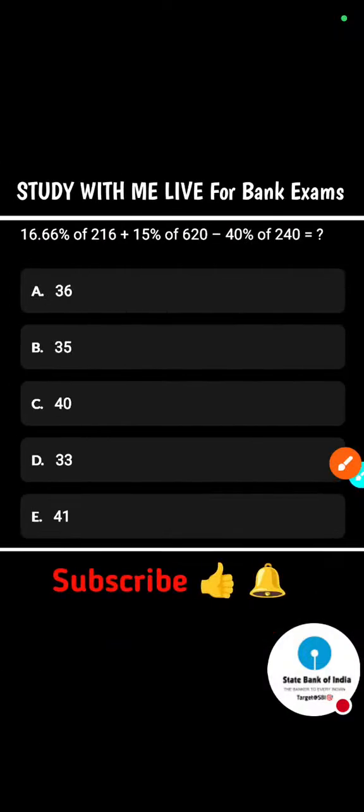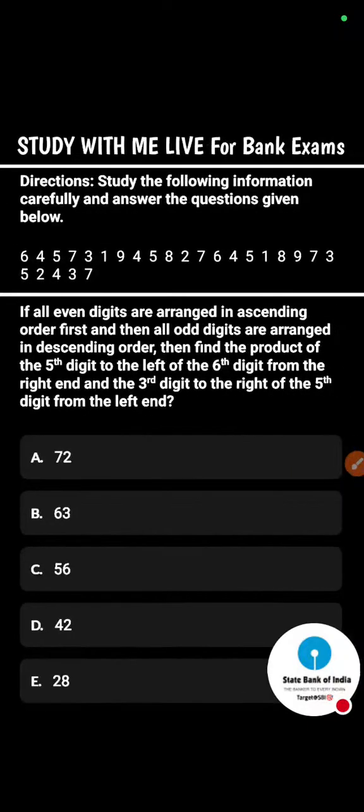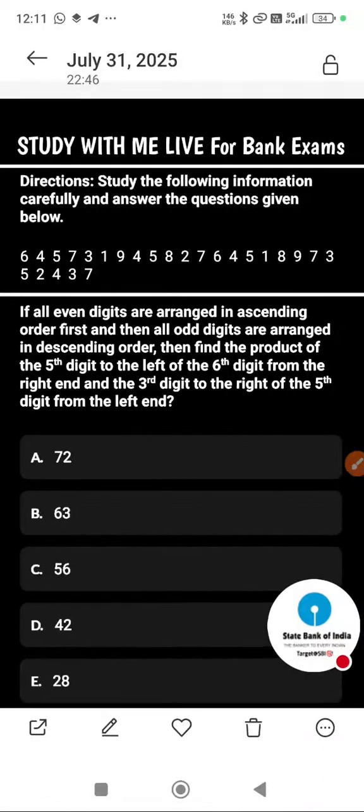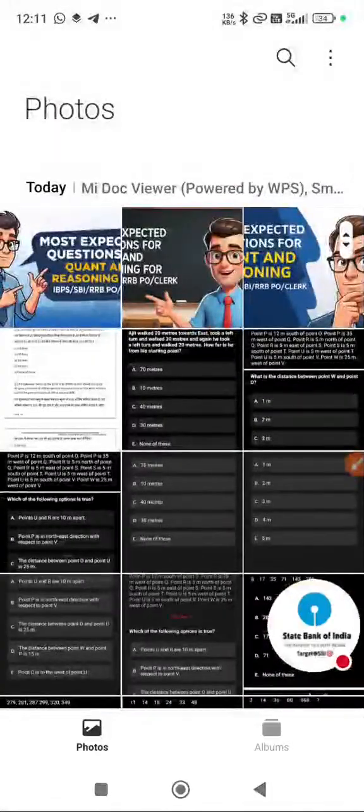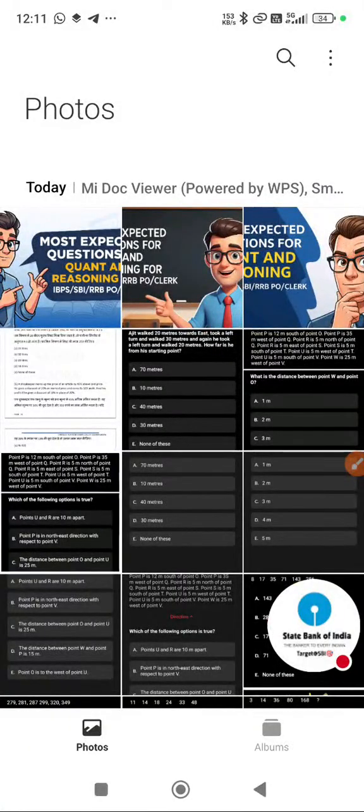Next question. So we have completed the concept of this one. Now we are left with directions. Let me see where the directions questions are. I think here we have directions questions.